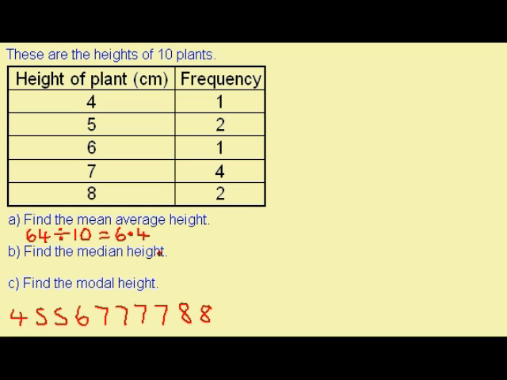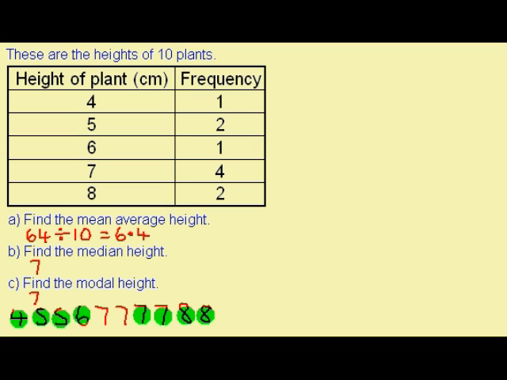For the median, I need to find the middle number in the list. Counting in from both ends, I find I have two middle numbers, so I want the middle of 7 and 7, which is 7. For the modal height, I need the most common number in the list. I can see straight away that that is 7.